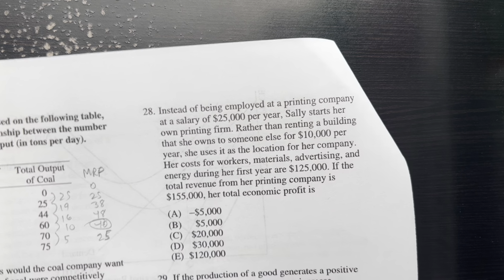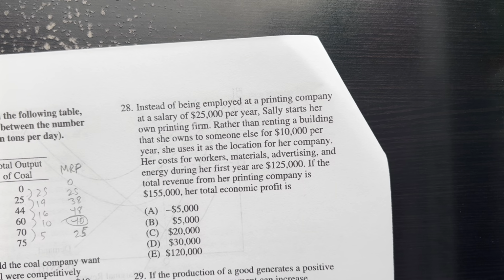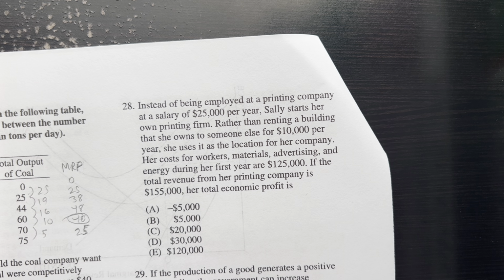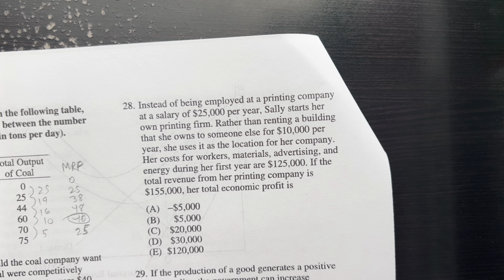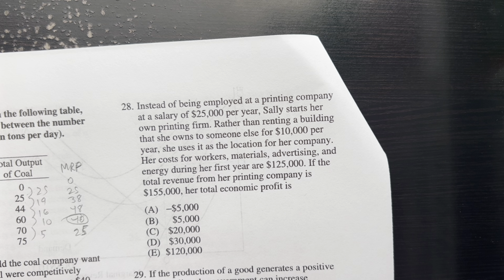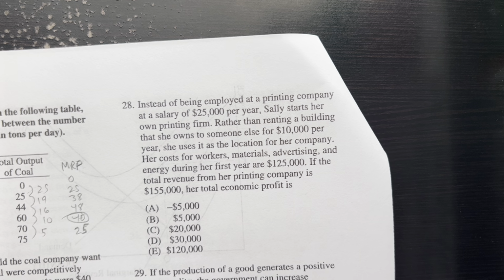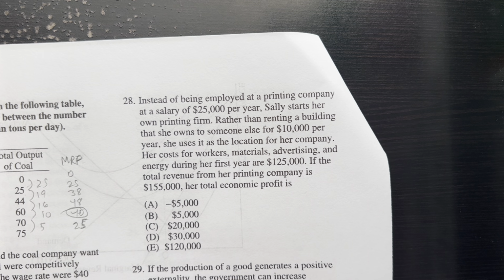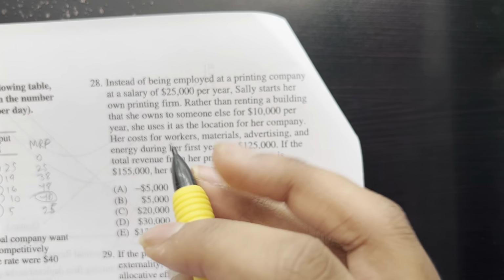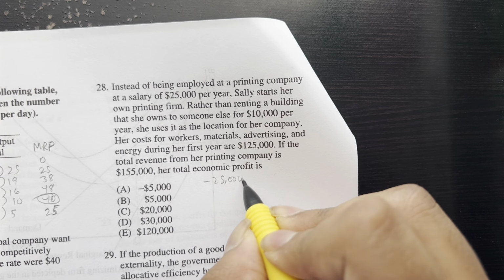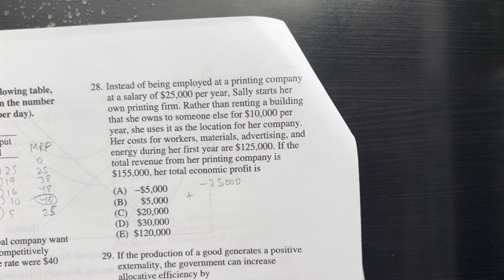28. Instead of being employed at a printing company at a salary of $25,000 per year, Sally starts her own printing firm. Rather than renting a building that she owns to someone else for $10,000 per year, she uses it at the location of her company. Her costs for workers, materials, and energy during her first year are $125,000. If the total revenue from a printing company is $155,000, her total economic profit is? So instead of being employed, she's already losing $25K because of this. Remember, we're looking at economic profit. Plus, how much more is she losing?